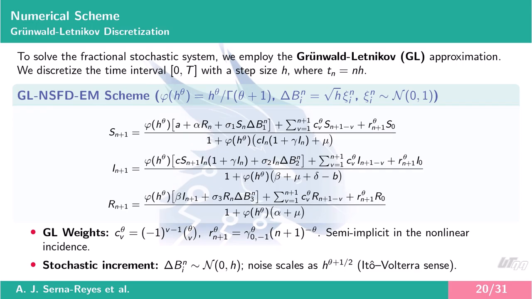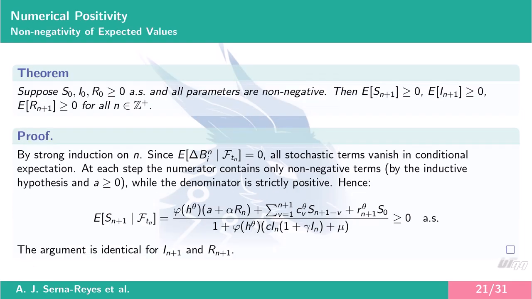The scheme is written in a semi-implicit form to handle the nonlinear incidence term. The summation appearing in each equation reflects the non-local memory for the Caputo operator. Each new value of the solution depends on the entire previous history of the process. The stochastic increment is simulated as a Gaussian random variable.